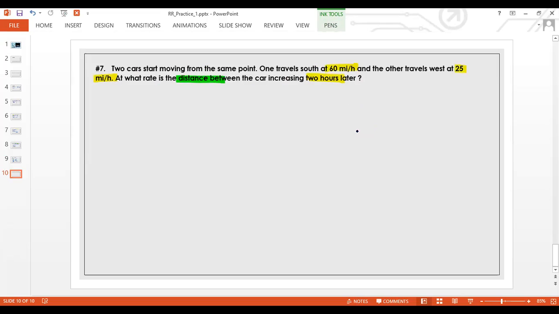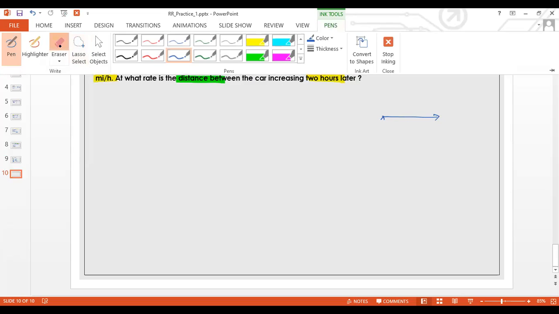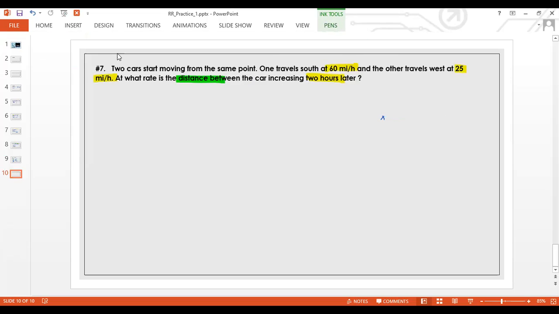Like we did in the lecture, let's always draw our pictures. So I have two cars starting at the same place. One goes to the west, and one goes to the south. So here this is west, this is south. So I can say that this is x, this is y.